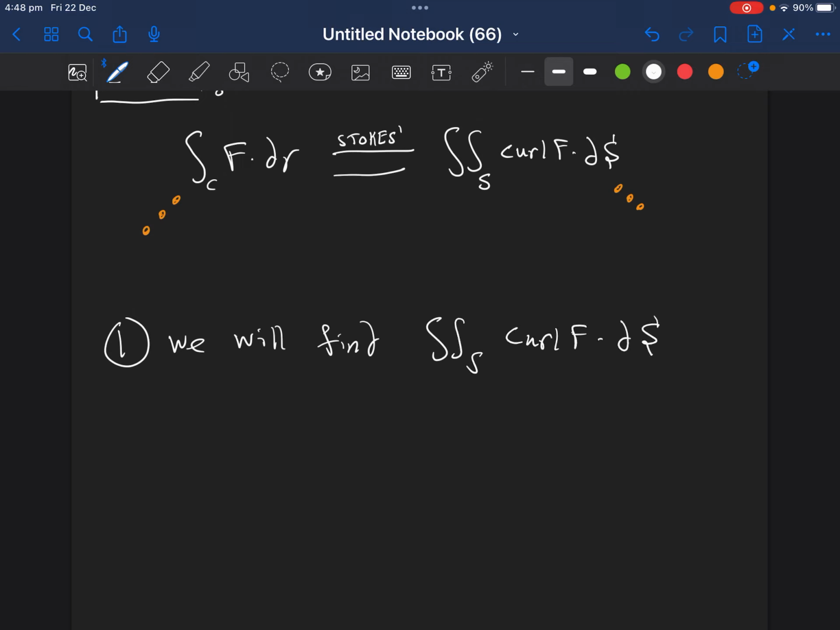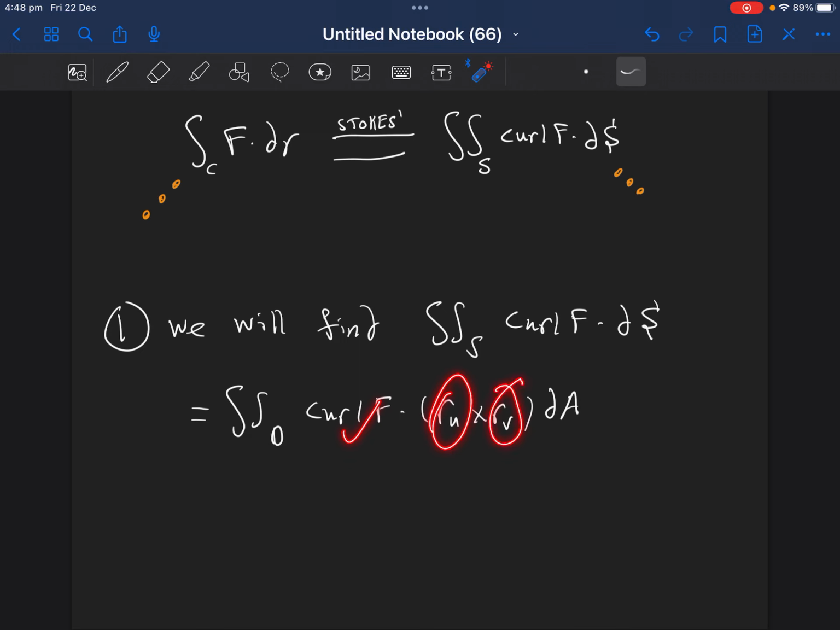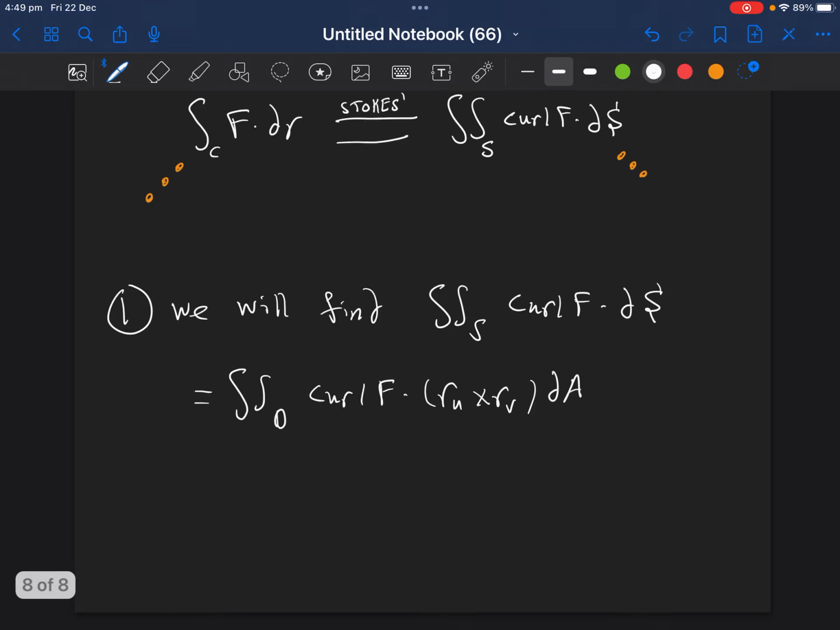Now, in order to find this integral, if you remember, this would be the double integral over a region of the curl of F dot, we need to find the parameterization for this particular surface using u and v. So first step, we will find the curl. Second step, we find the parameterization and we find the derivative and the cross product. And then we will transfer this integral into a double integral and we will solve it.